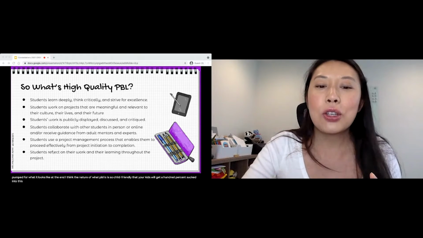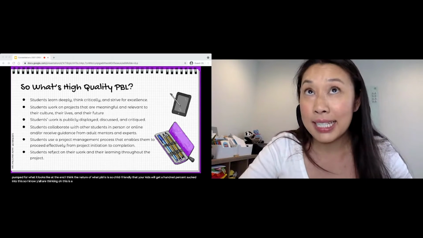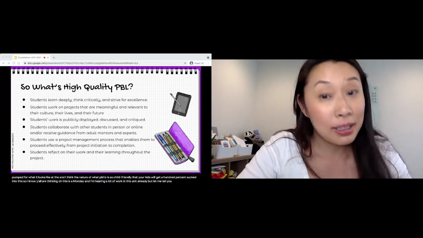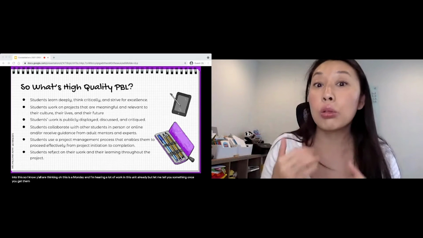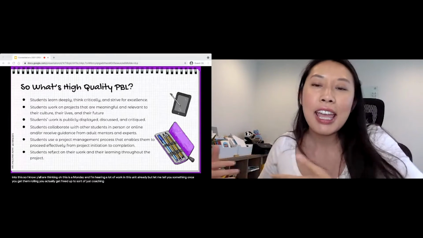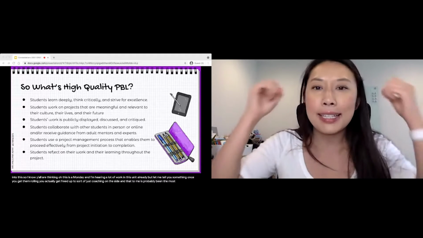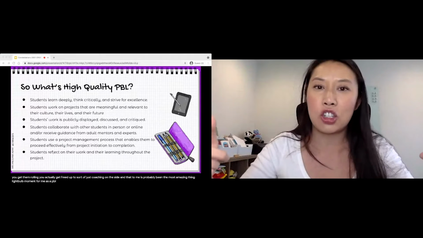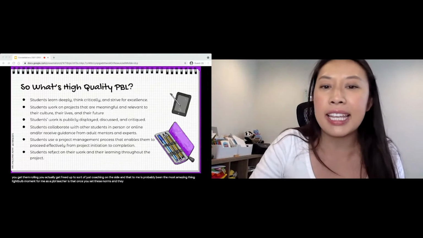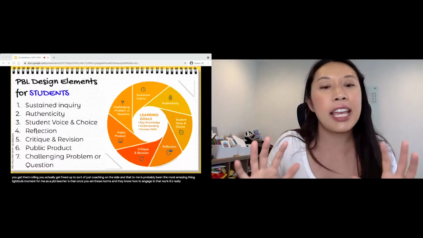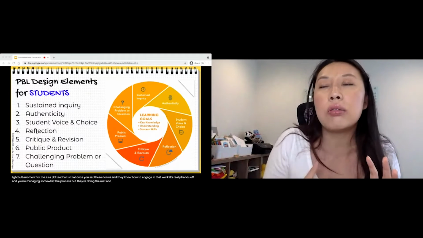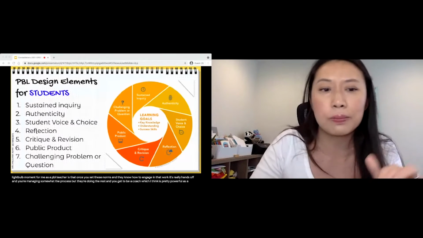I know y'all are thinking, oh, this is a Monday and I'm hearing a lot of work in this unit already. But let me tell you something. Once you get them rolling, you get freed up to just coach on the side. That to me has been the most amazing light bulb moment as a PBL teacher: once you set these norms and they know how to engage in that work, it's really hands off. You're managing somewhat the process, but they're doing the rest. And you get to be a coach, which I think is pretty powerful as a teacher.